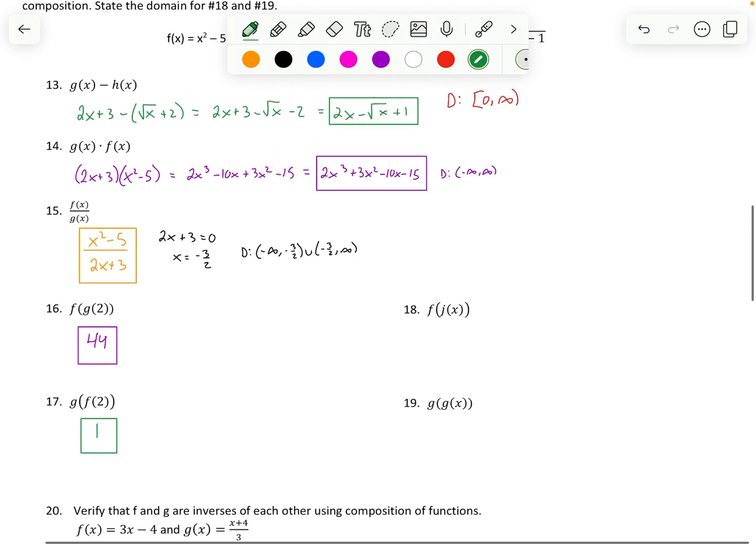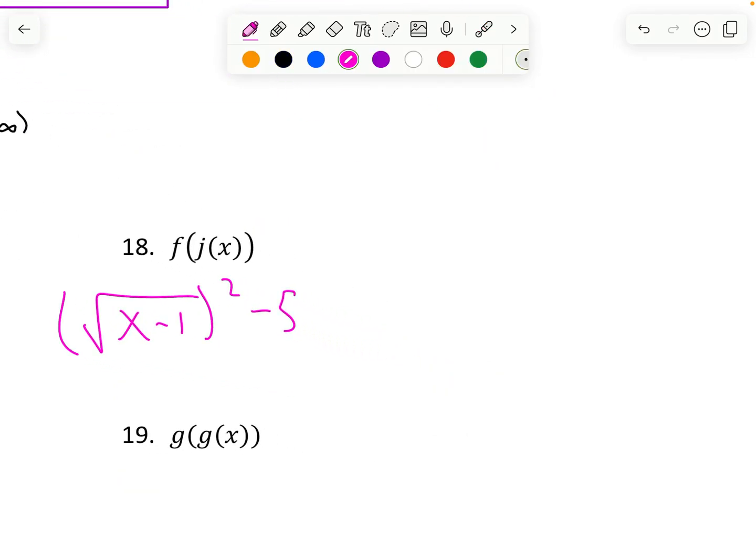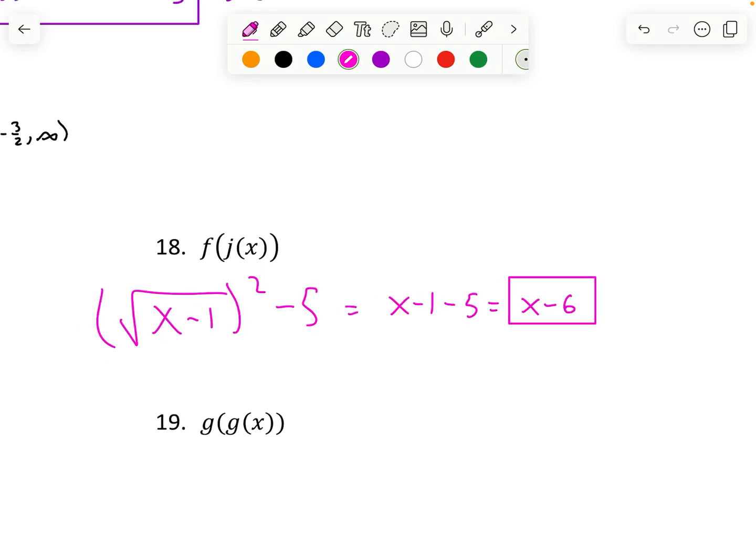All right, 18 is f of j of x. So now you take this entire function and plug it into this entire function. So this is going to become square root of x minus 1 squared minus 5. I'm just taking this and replacing x with that. And then you square the square root, which just gets you x minus 1 minus 5, which is x minus 6. Now that final answer is a linear function, which has a domain of all reals.